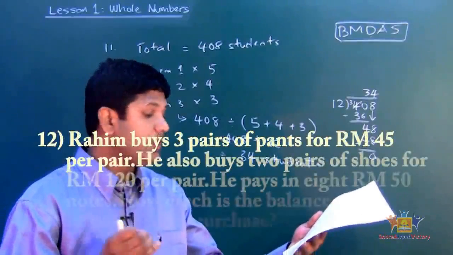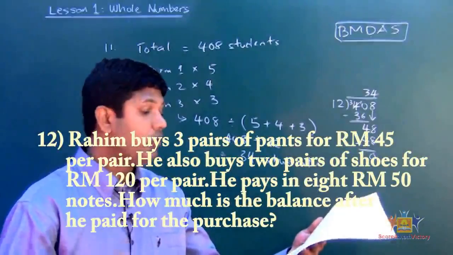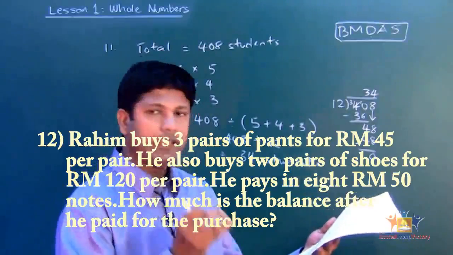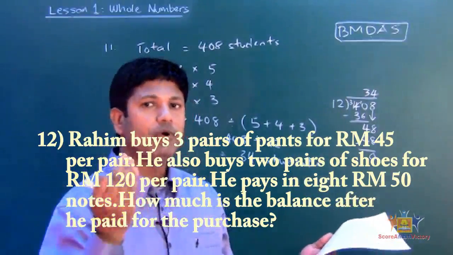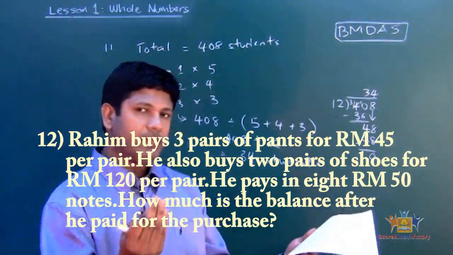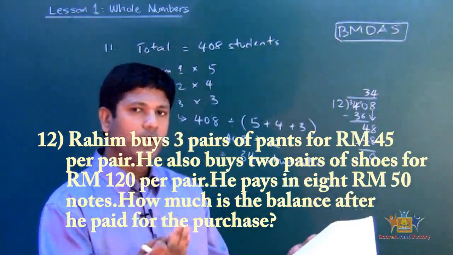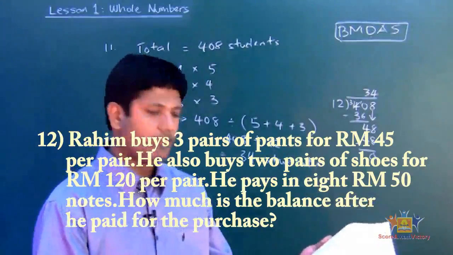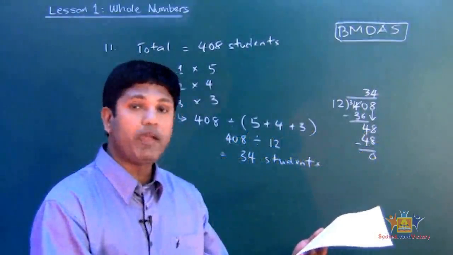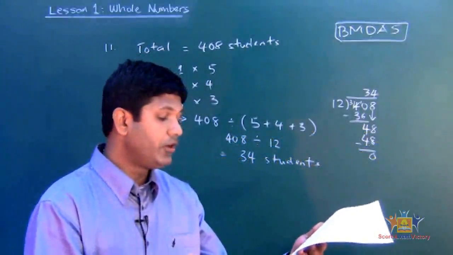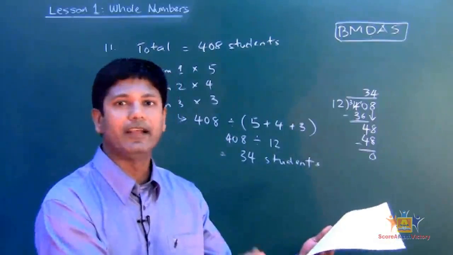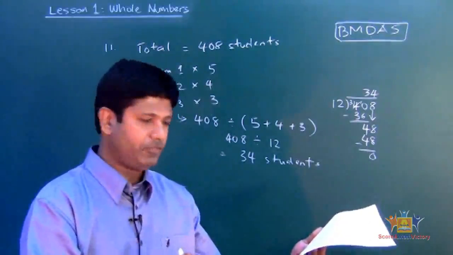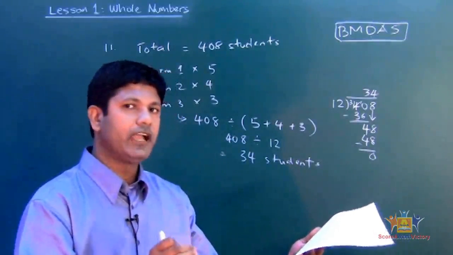Rahim buys 3 pairs of pens for 45 ringgit per pair. Per pair, see that? They told you that he buys 3, but they only gave you the price for 1. So that means what? The total would be 3 times the price per pair. So 3 times 45 ringgit. He also buys 2 pairs of shoes for 120 ringgit per pair. Again, they told you 2 pairs he bought, but they only gave you the price for 1. So that means 2 times 120.